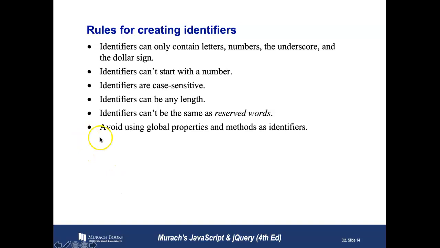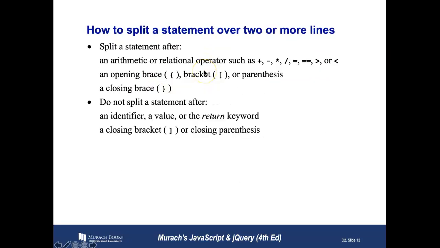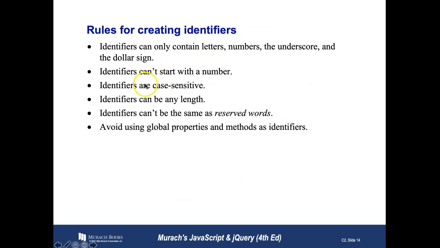So identifiers. Identifiers really are variables. They can contain letters, numbers, the underscore, and even the $ sign, but they cannot start with a number. So if you see something like email address 1, that's an identifier. They have to be case sensitive. They can be any length, but you want to keep them small because you don't want to type too much, right? But they can't be the same as reserved words.